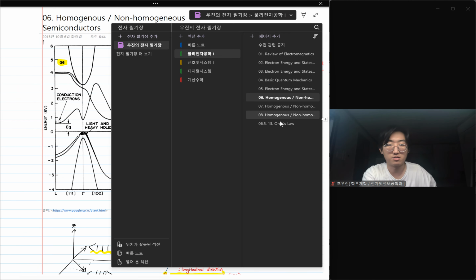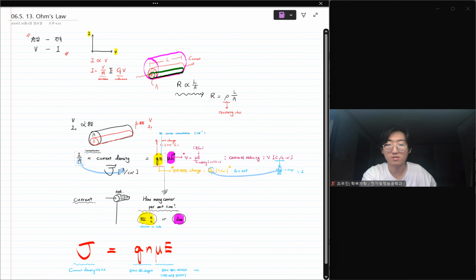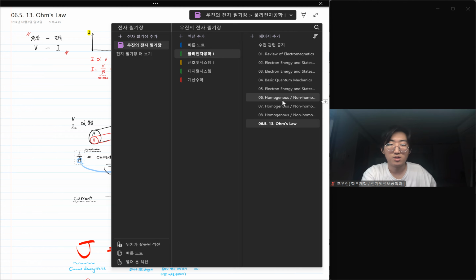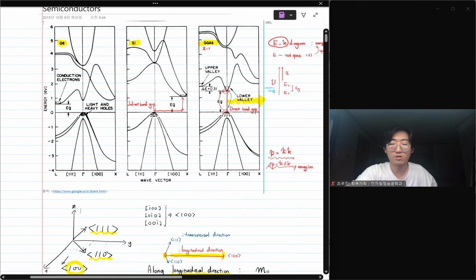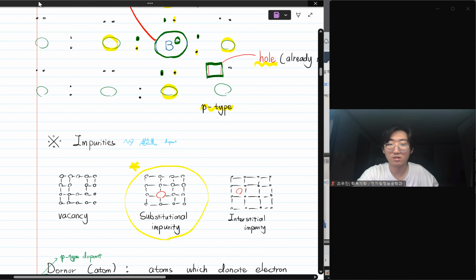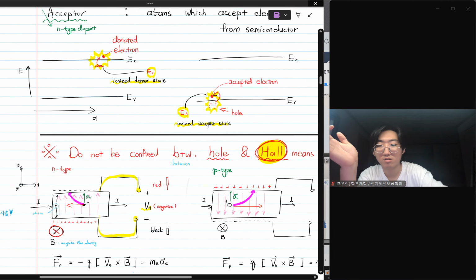Next is Ohm's law. And finally, I'm going to talk about Hall effects.